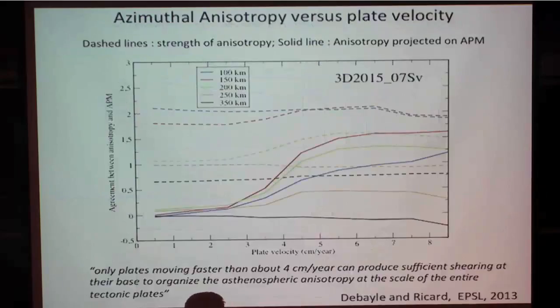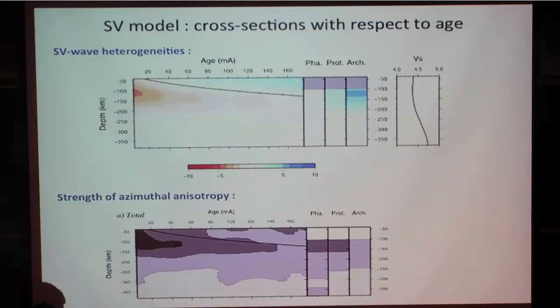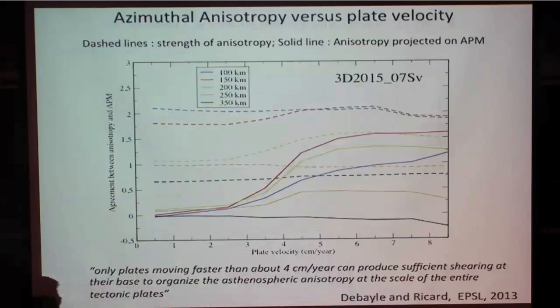Okay, now if we look at the strength of the azimuthal anisotropy, but instead of looking at it as a function of the age, we look at it as a function of the plate velocity, which is shown here. The strength of the azimuthal anisotropy is shown with a dashed line here at different depths. You can see that roughly it decreases with depth, but the dashed lines are almost horizontal, except maybe the green one at 200 kilometers here. But roughly they are subhorizontal, which means that whether you are on a slow plate or on a fast plate, you still have the same amount of anisotropy.